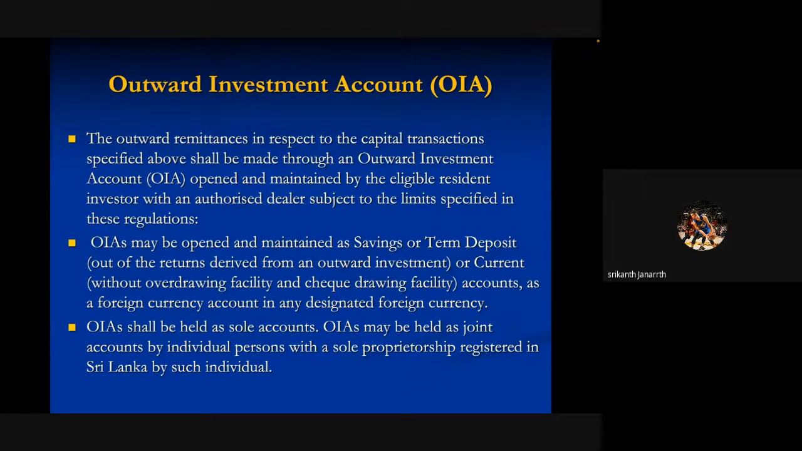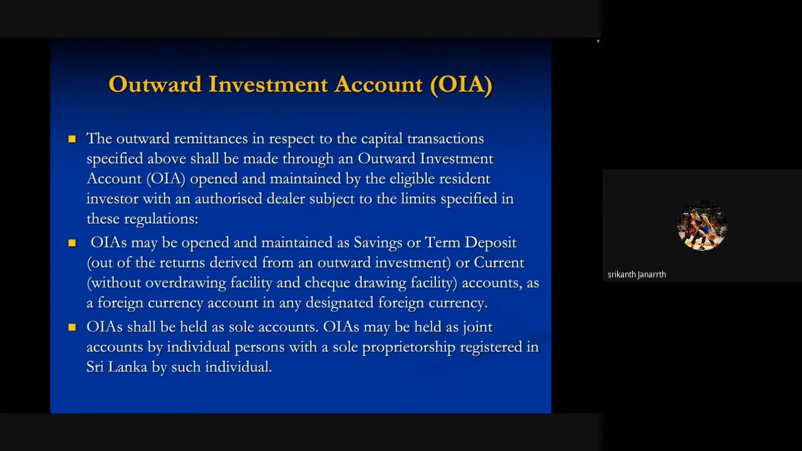So you know OIA, right? Outward investment account. We learned that. So OIA will be opened to make an investment outside Sri Lanka. The account will be opened at the authorized dealer in order to remit the money. It may be opened and maintained as savings or term deposit. Term deposit only comes out of the return derived from the investment.